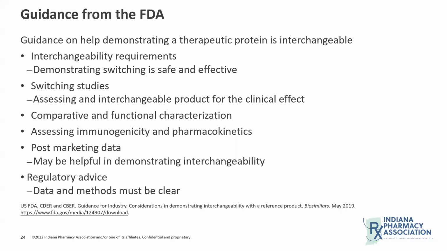But we need to assess when switching is safe, because like I said, with an interchangeable, that's done at the pharmacy level. So maybe a patient's on insulin glargine and a pharmacist wants to switch them to that new insulin glargine interchangeable. There were studies done to show that the switching should be safe. And again, that switching should be safe and the products should be comparable. And we'll see an example or a diagram of what a switching study could look like.